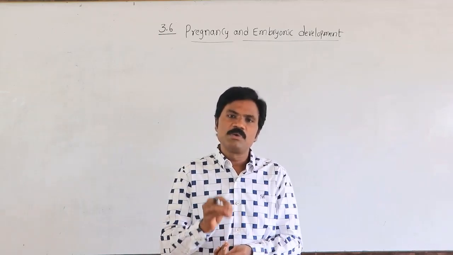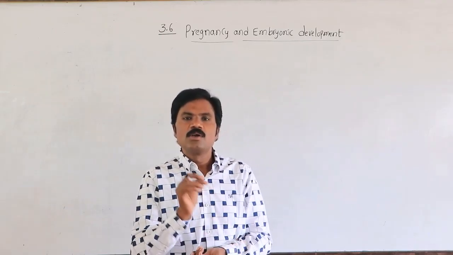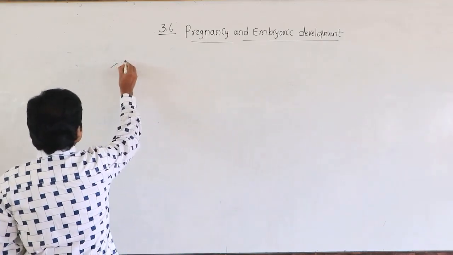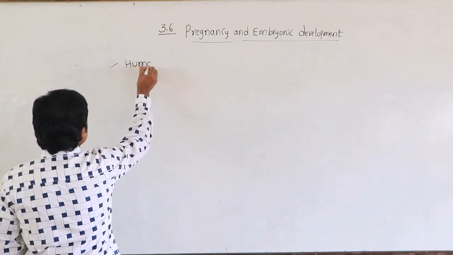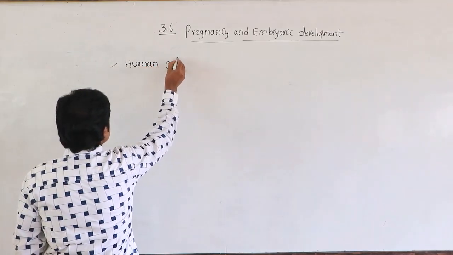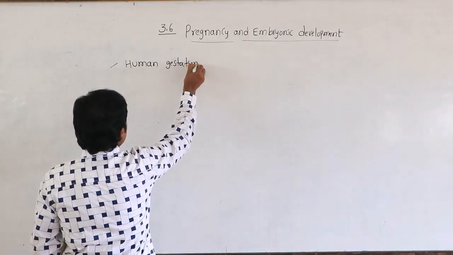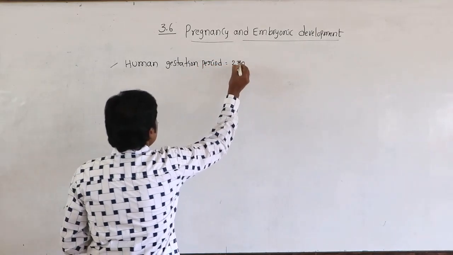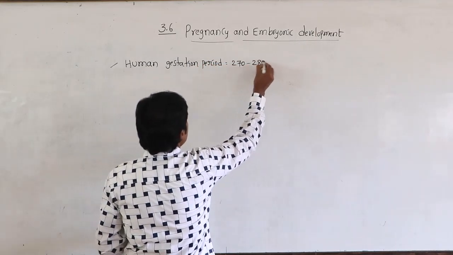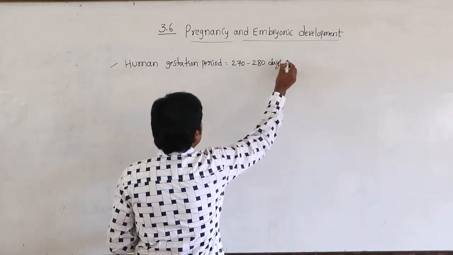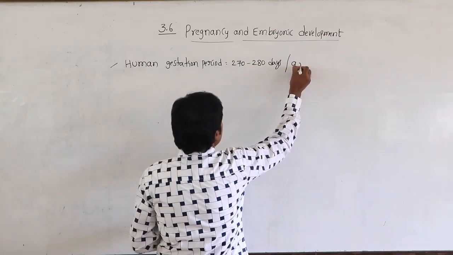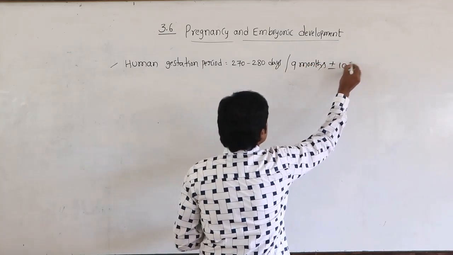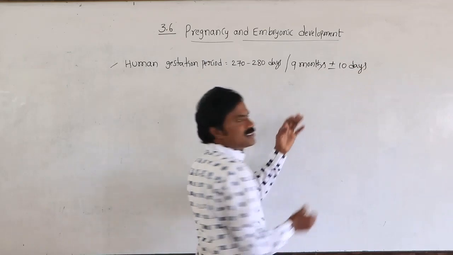What is the gestation period present in human beings? 270 to 280 days. That is the human gestation period, that is 270 to 280 days, or 9 months plus or minus 10 days.